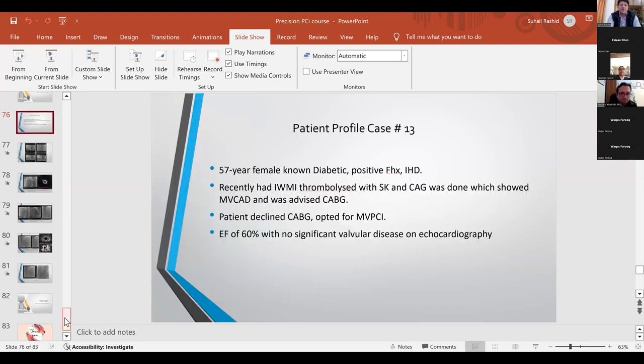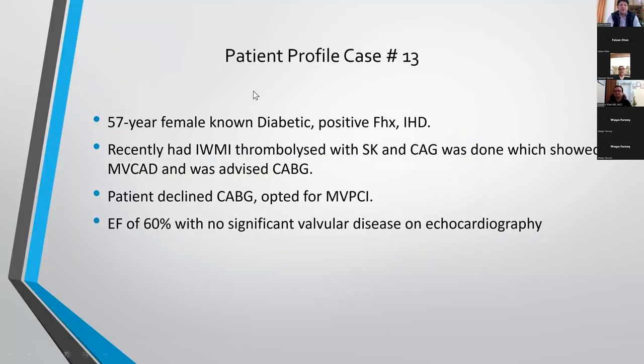My next patient is a 57-year-old female, non-diabetic, with positive family history of ischemic heart disease, who recently had an inferior wall MI, thrombolyzed with streptokinase. Coronary angiography was done, which showed multivessel CAD, and she was advised CABG. The patient declined CABG and opted for multivessel PCI, with EF of 60% and no significant valvular disease on echocardiography.